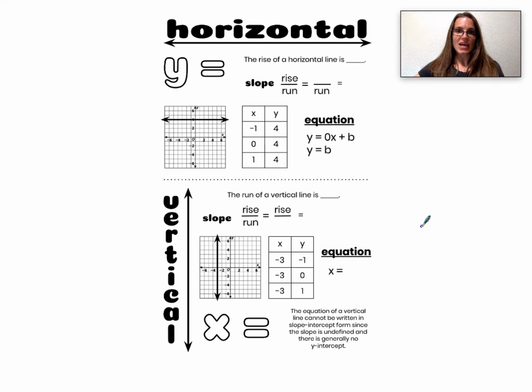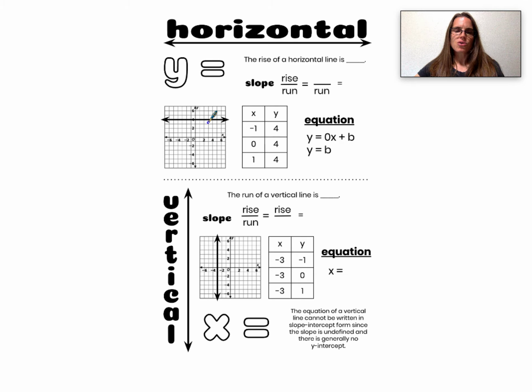Horizontal and vertical lines are worth some special mention. Horizontal lines, though, are not a special case. Everything we know about the graphs, tables, and equations of any other line is true of a horizontal line. Let's go ahead and look at the graph first, and in particular, the slope.